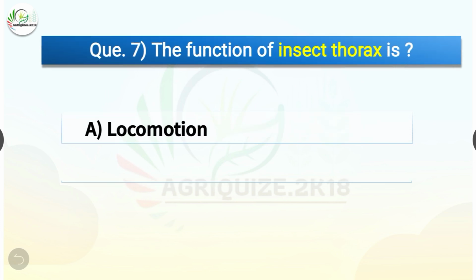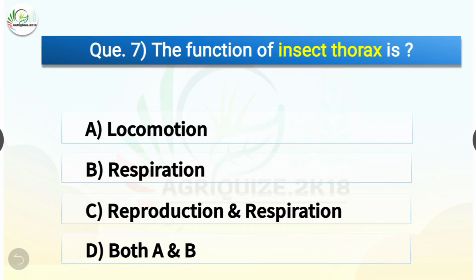Question number 7. The function of insect thorax is. The options are locomotion, respiration, reproduction or both A and B. The correct answer is option D, both A and B, which is locomotion and respiration. So the function of insect thorax is locomotion and respiration, whereas the function of insect abdomen is reproduction.